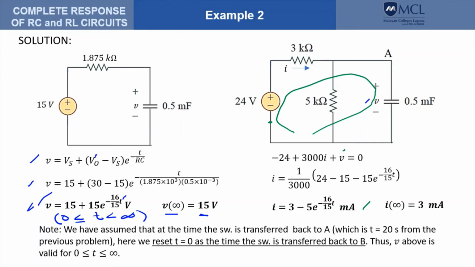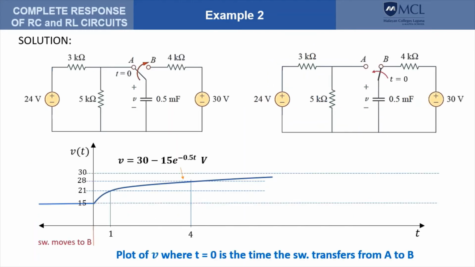We could also get the steady state value of I, and that should give us 3 milliamps. Now we can plot the overall behavior of the voltage of the capacitor from the time the switch is in position A, then it transfers to B, then 20 seconds after it is transferred back to A. So for t or before the switch moves to B, this is the behavior of V, so it is a steady state at the value of 15 volts.